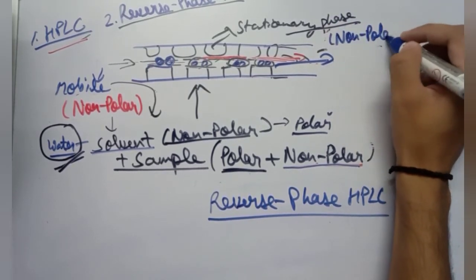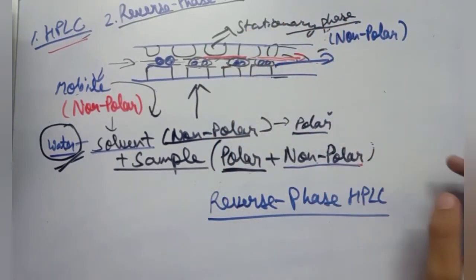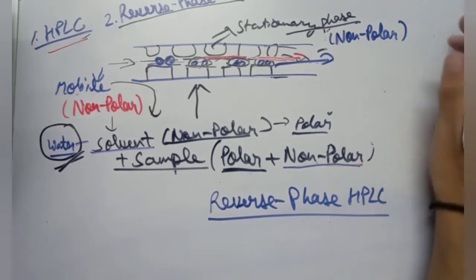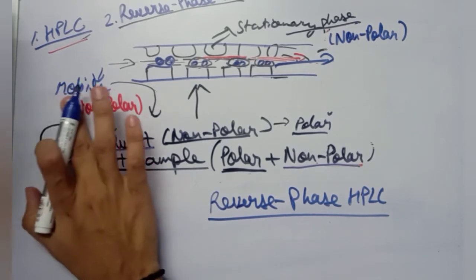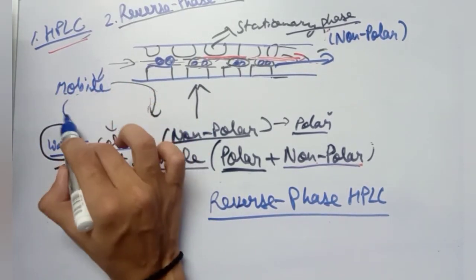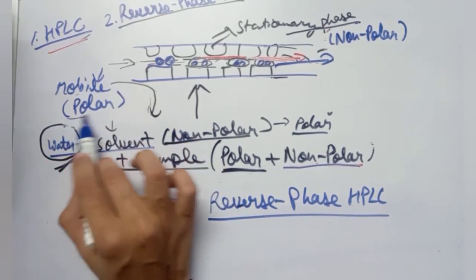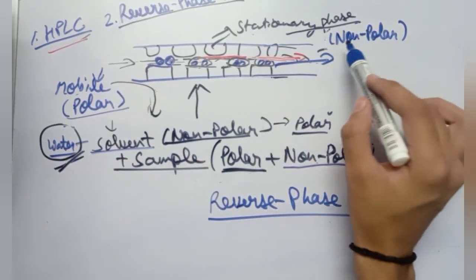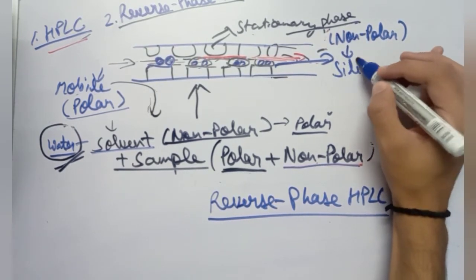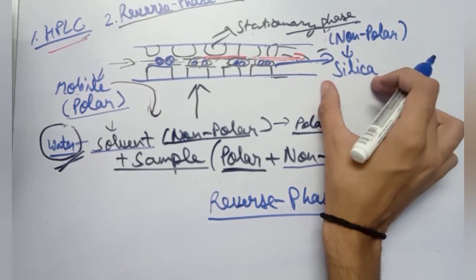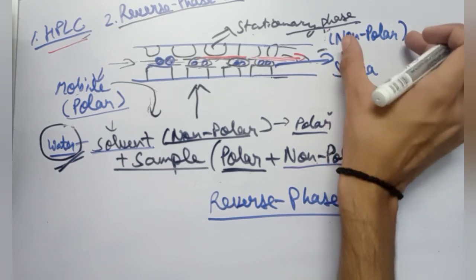It is the opposite of normal HPLC, and reverse phase HPLC is commonly used in industries and most scientific universities and labs. And the mobile phase here is polar. So a polar solvent such as water is mostly used here, and the stationary phase is non-polar. Mostly a silica bead is used, but silica beads are polar in nature. So silica has to be made non-polar.